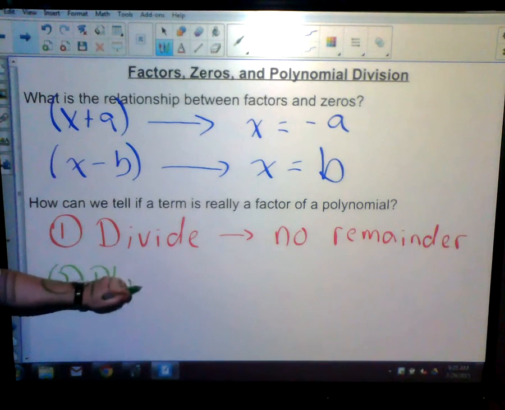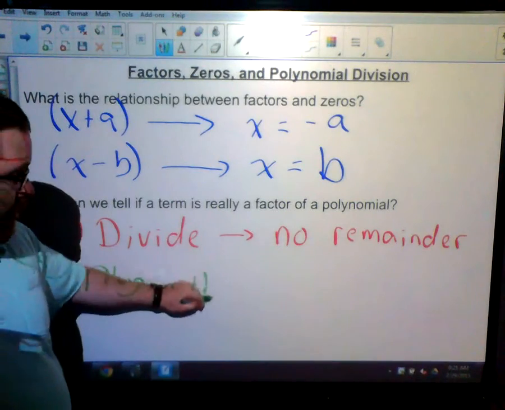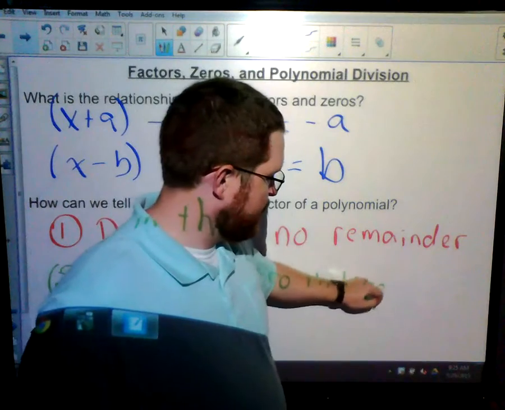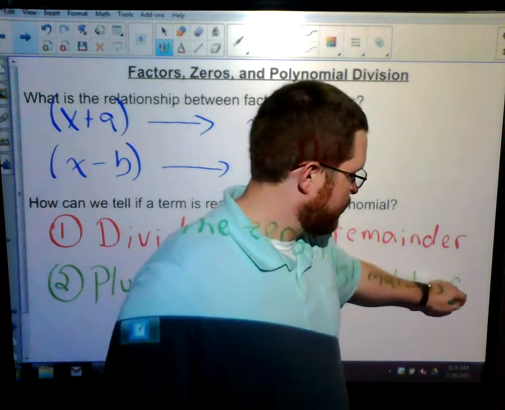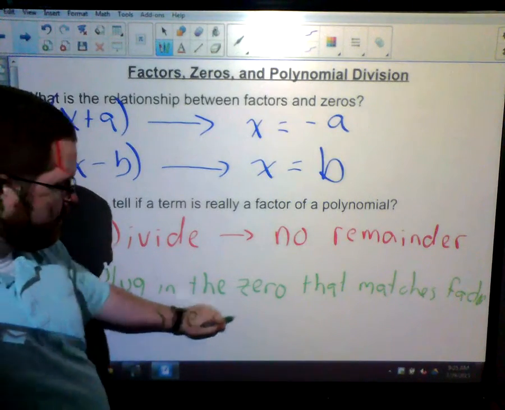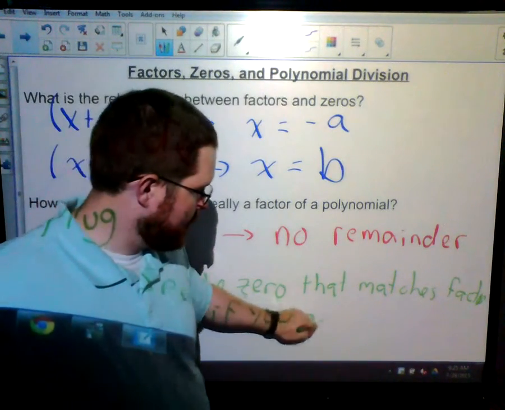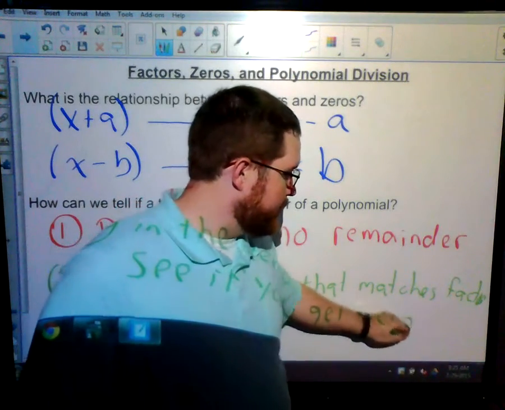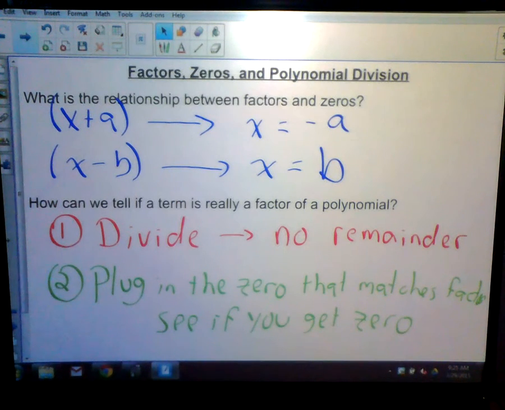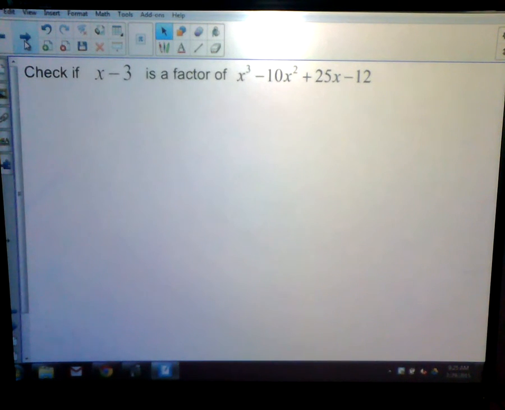You can plug in the 0 that matches the factor. And if it truly is a 0, your answer should be 0. So there's two ways. We can divide it and see if we don't get a remainder, or we can plug in the 0 and see if it really is 0. Well, let's take a look at this. Check if x minus 3 is a factor of that.